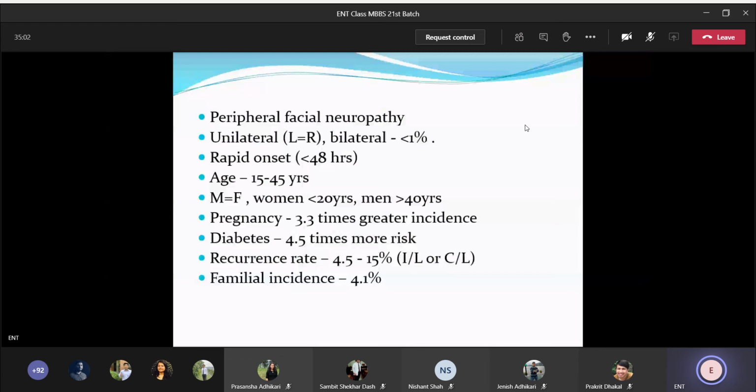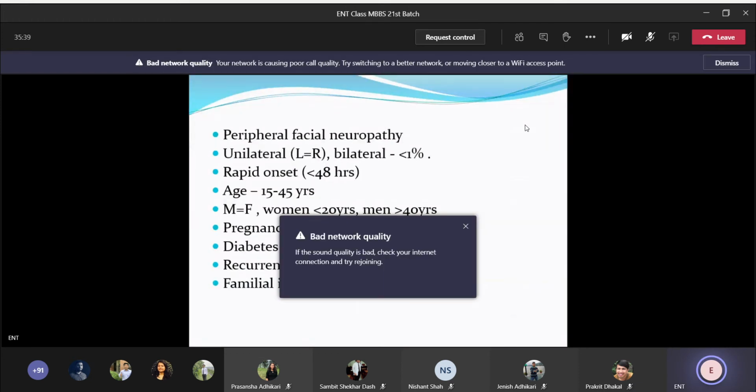It is rapid onset within 48 hours. Age is 15 to 45 age group. Male and female both are equally affected, but women of less than 20 years and men of more than 40 years are more affected. In pregnancy and diabetes, the rate will be increased. The incidence is higher in pregnant women and diabetics, and familial incidence is more than 4%.